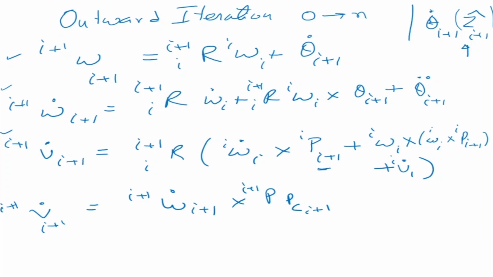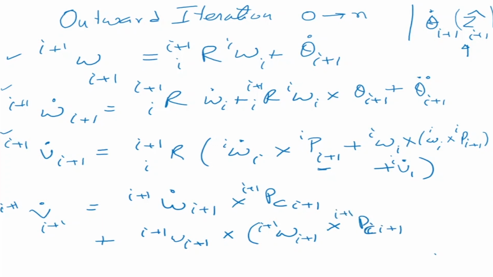Here it is pc, sorry, let me write this here, this is not correct. This is pc_(i+1). So pc is the distance to the center of gravity. So please note that ω_(i+1) cross (ω_(i+1) cross pc_(i+1)) plus v dot_(i+1).